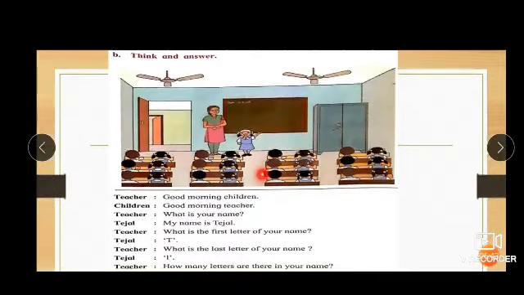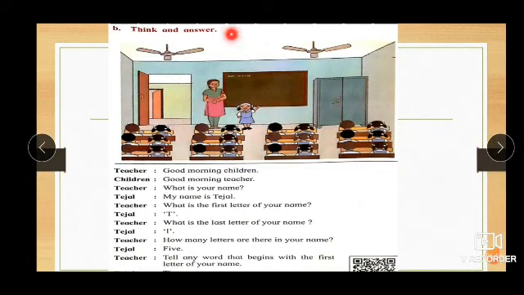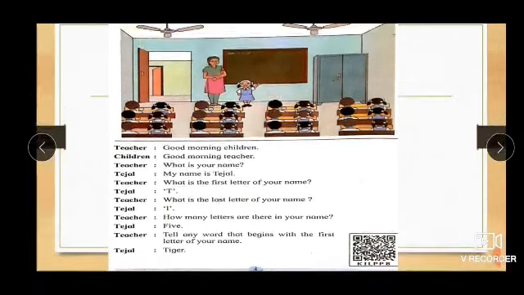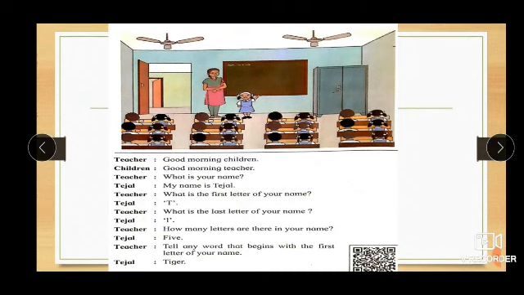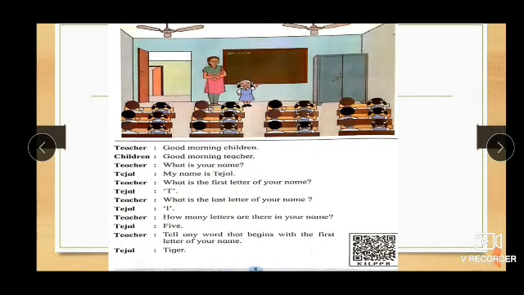We will come to page number 4. Think and answer. Let's read first. Teacher: Good morning, children. Children: Good morning, teacher. Teacher: What is your name? Tejal: My name is Tejal. Teacher: What is the first letter of your name? Tejal: T. Teacher: What is the last letter of your name? Tejal: L. Teacher: How many letters are there in your name? Tejal: 5. Teacher: Tell any word that begins with the first letter of your name. Tejal: Tiger.